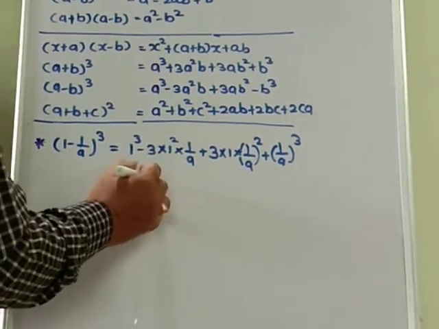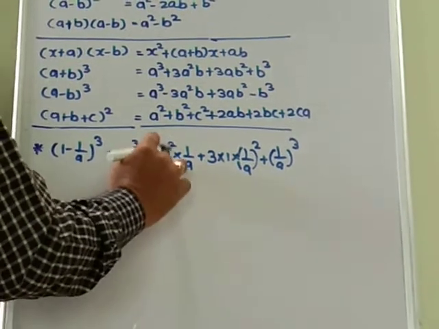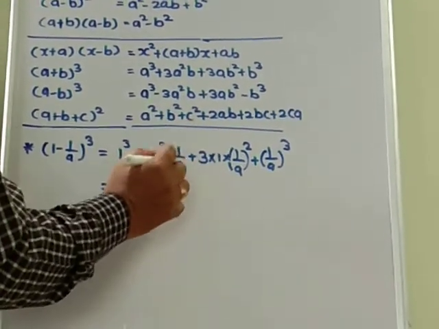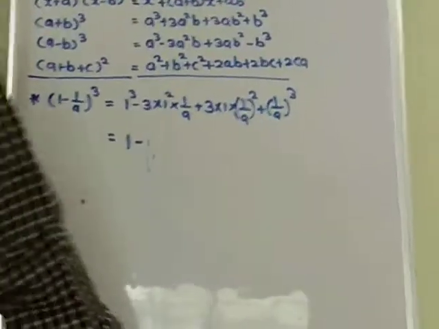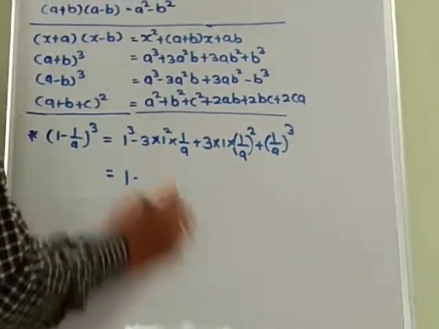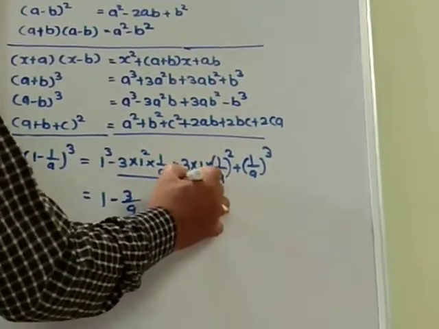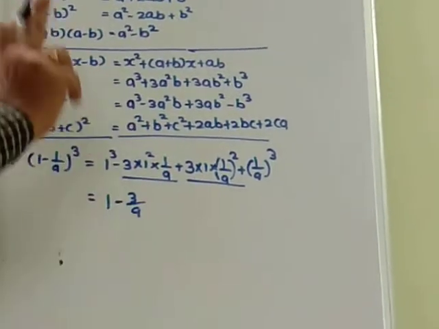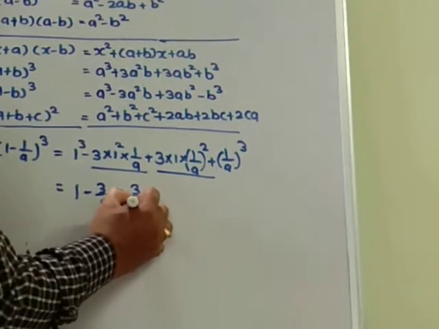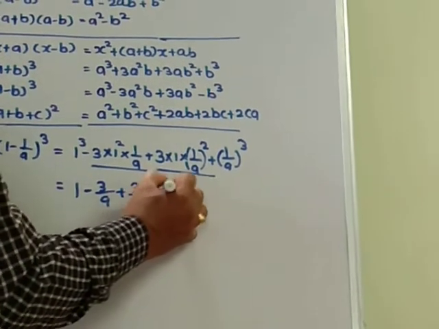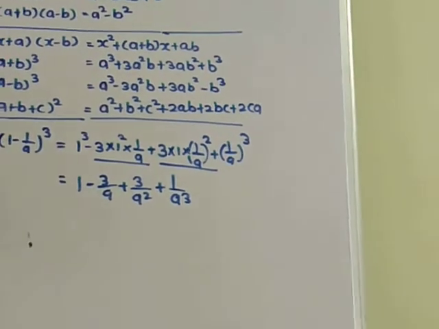That is equal to 1 cube, that is 1. Minus 3 into 1 square, that means 3, sorry, that is 3 into 1 upon a, that means 3 upon a. This term is the second term and this is the third term: 3 into 1 upon a square plus 3 into a square plus 1 upon a. This is the answer. Okay?